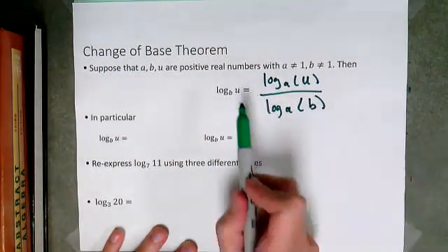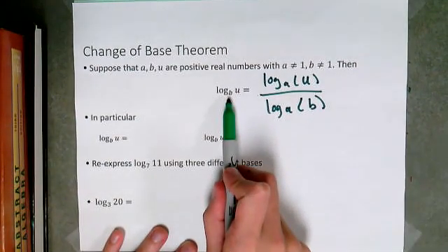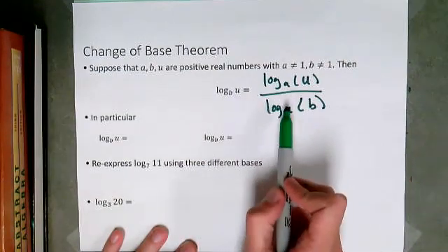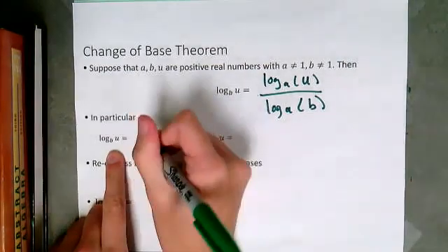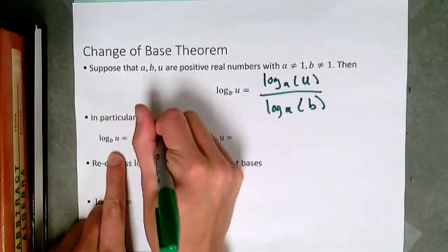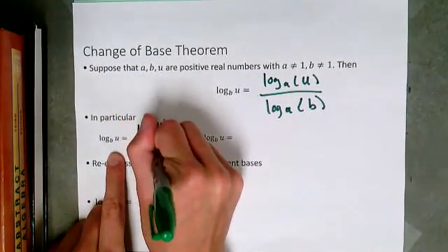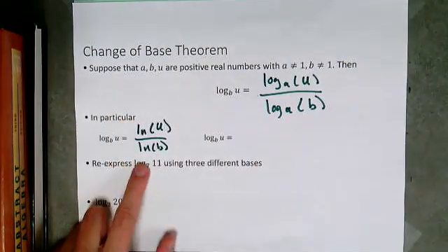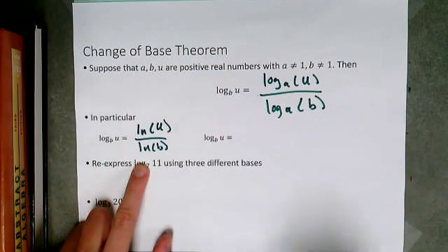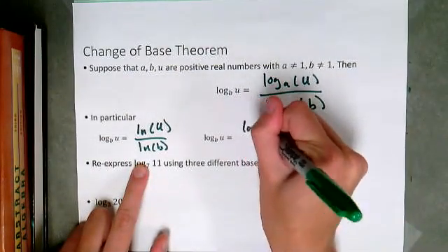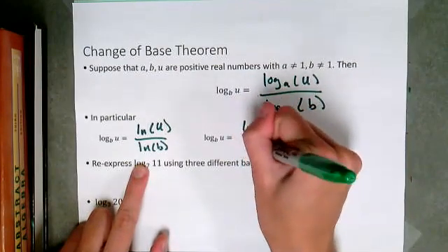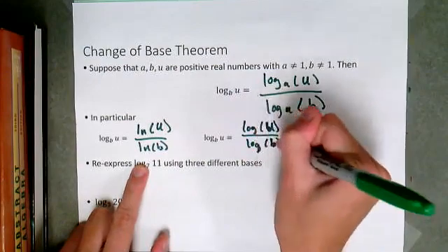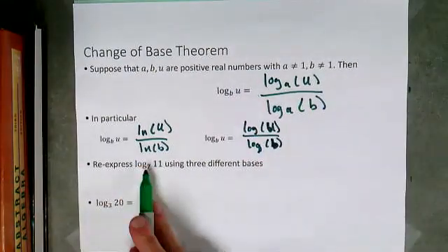So if we start out with log base b, we can change it to log base a and do that. So in particular, if we have log base b of u, we can change this into natural log of u over natural log of b. And that gets us into a natural log. Or we can change this into log of u over log of b. And we're in business again. These are the common logs that we want.